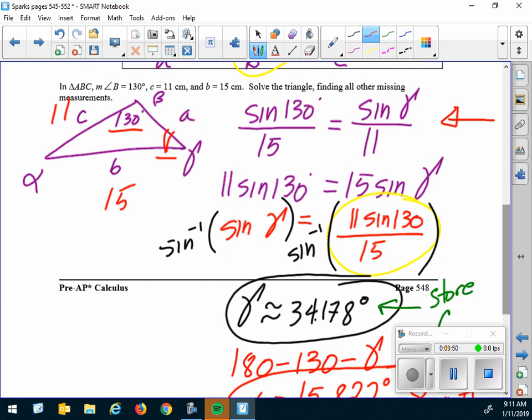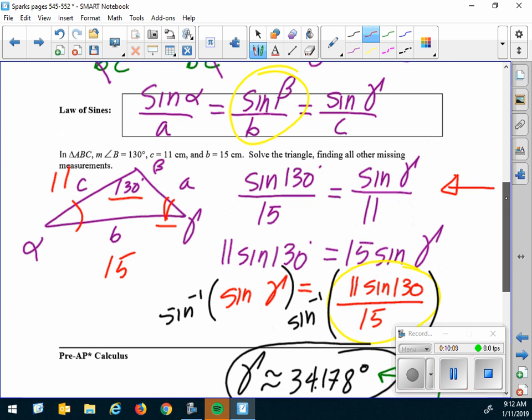So now I know this. There's one piece I don't know. What is it? I don't know side A. Why can't I use Pythagorean theorem? Not a right triangle. Okay, so, oh, I know law of sines. I can do any of them, can't I? Because I've got everything stored. So I can do any of them.